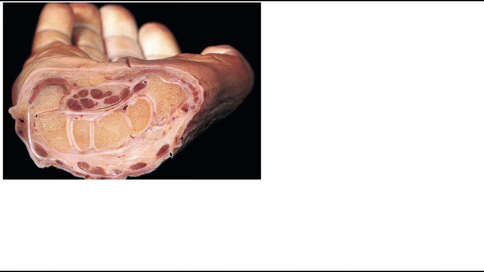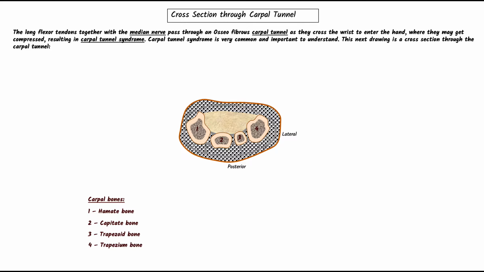So, of these carpal bones, number 1 is my hamate, number 2 is my capitate, number 3 is my trapezoid, and the 4th one is my trapezium. So these are the bones, and then these are my extensor tendons, the long extensor tendons, and inside we can see some more tendons coming up.